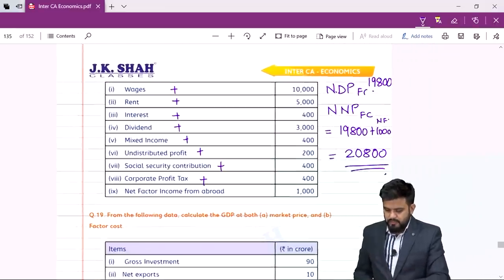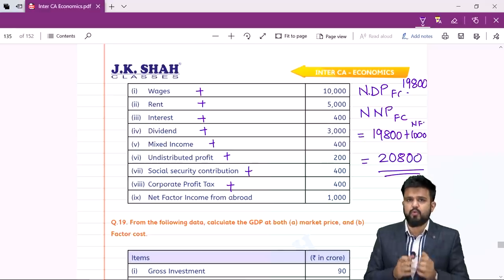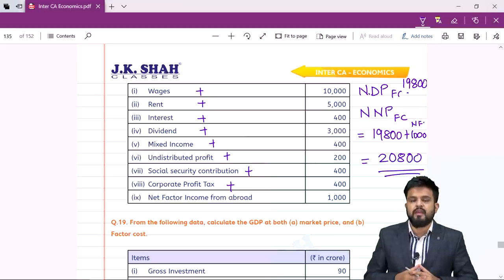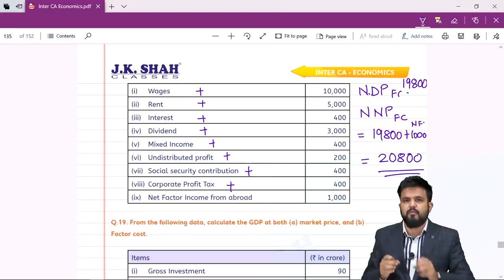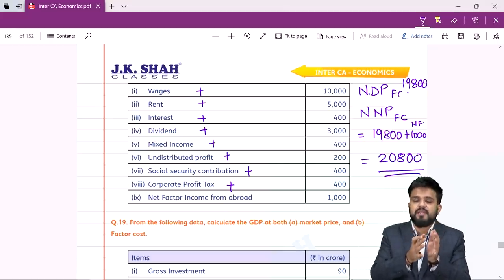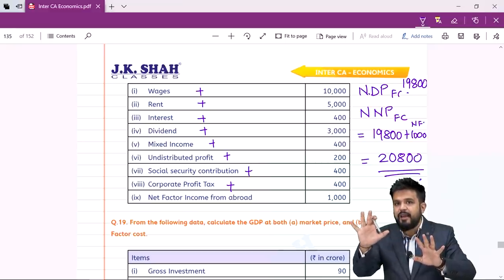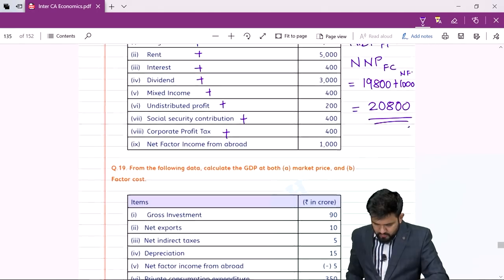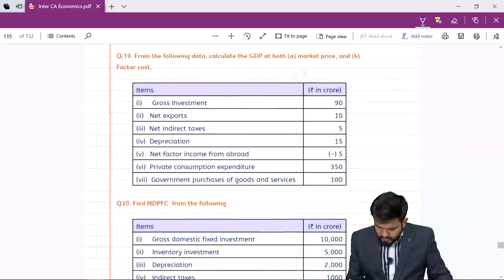So this was related to the income method. I again repeat, whenever they give the income method, it is already factor cost. There is no indirect tax, no subsidy. Even if they gave, please ignore. But suppose they tell you to calculate gross national income or GDP, then depreciation will be given. Calculate national income and then add depreciation, you will go to GDP. So these are a few sums which we have discussed. These are very simple sums, students.